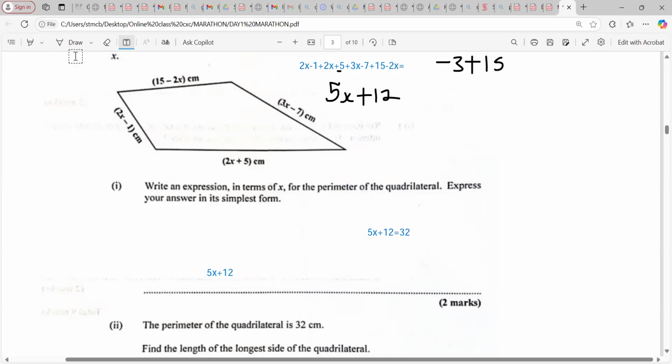So then we solve for x because we need to find the value of x to figure out the value of the longest side. I think the longest side would probably be this one. Alright, I'm going to work it out first, one thing at a time. So we solve this: 5x plus 12 equals 32. We subtract 12 from both sides, right? So it will be 5x equals 20.